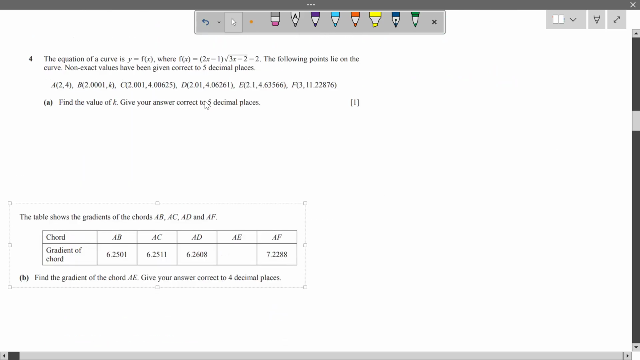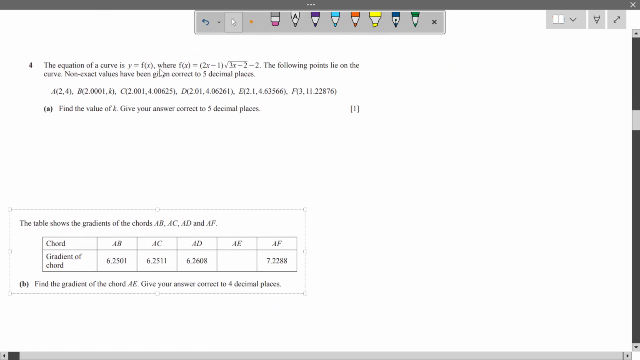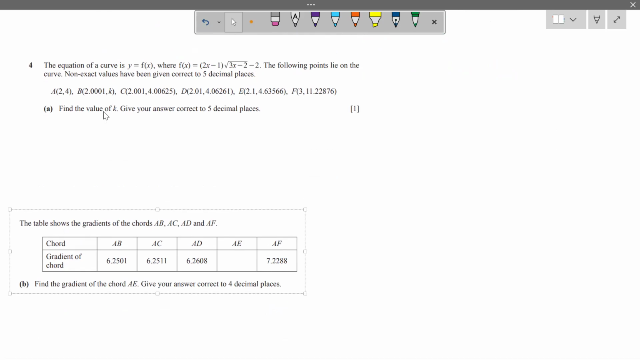Okay, number 4 is a fully calculator question. The intended method for number 4 is simply to use a calculator. So the equation of a curve is y equals f of x, where f of x is this expression. The following points lie on the curve, and all these values have been given correct to 5 decimal places. So to find the value of k here, you simply have to plug in x equals 2.0001, which is the x coordinate in B. So k is equal to f of 2.0001. And you simply have to calculate this using a calculator.